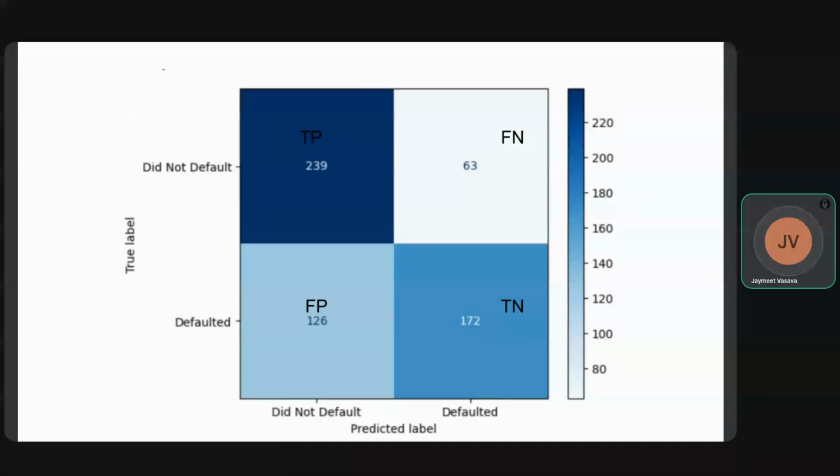The confusion matrix that we get for the model and its prediction is this. You can see the true positives and the false negatives value. And there are 63 wrongly predicted values. And for the false positive, it's 126 values. The layout of the confusion matrix is the same as y-axis containing the true labels and the x-axis containing the predicted labels.